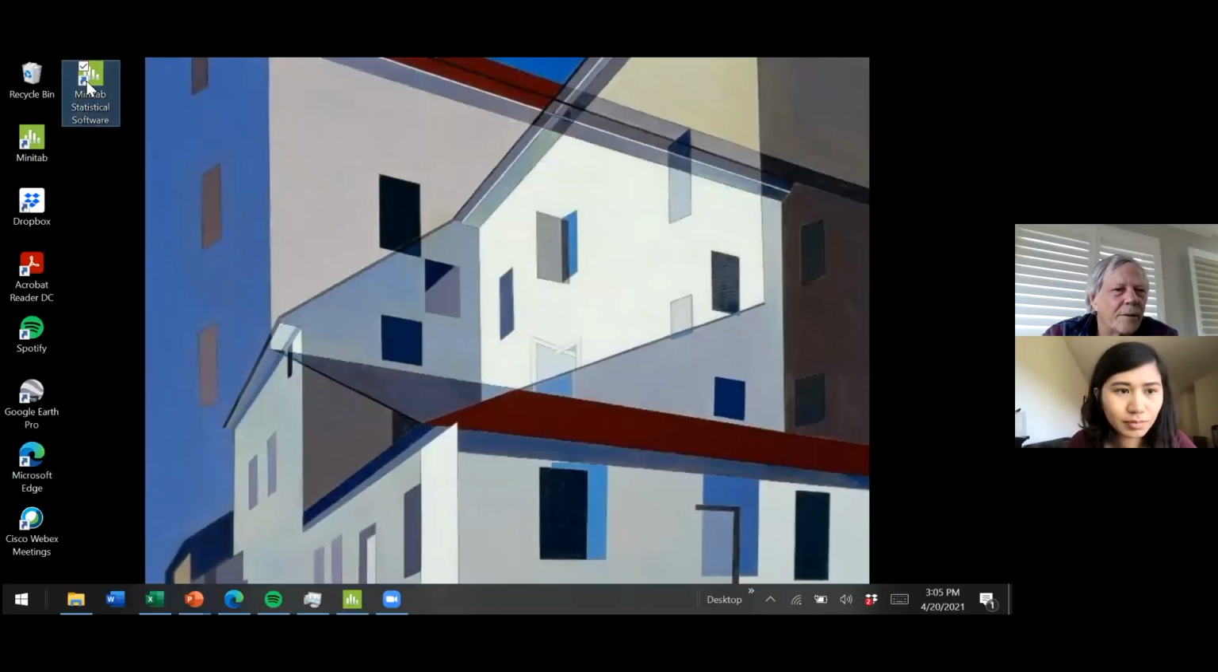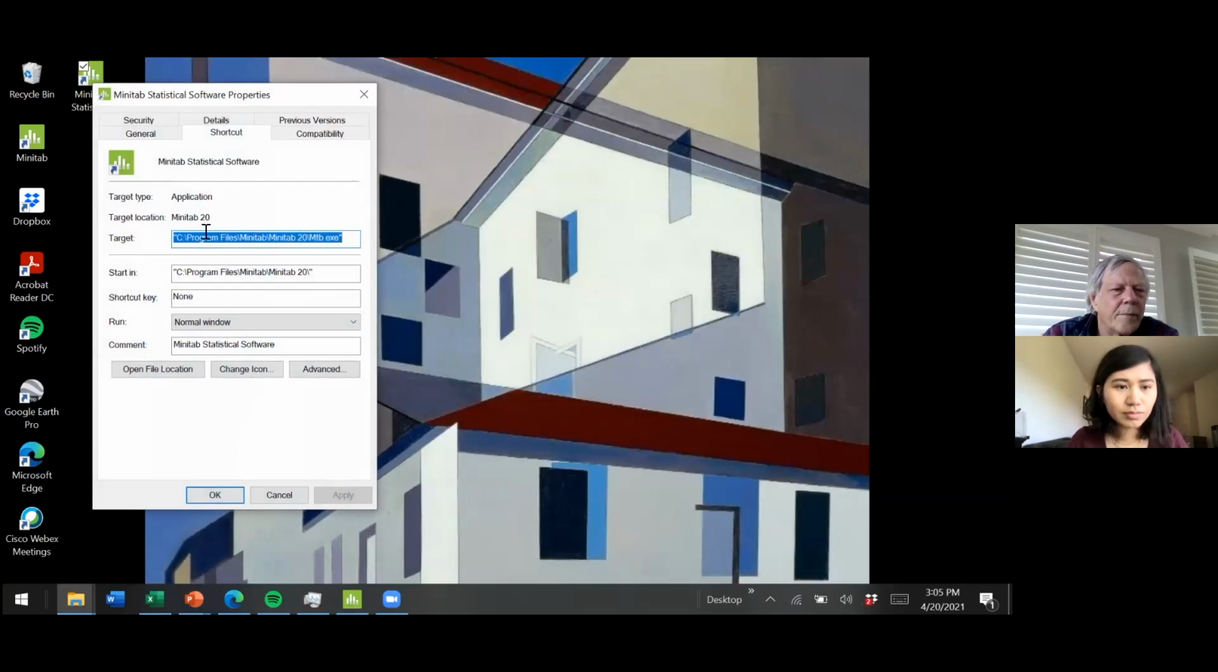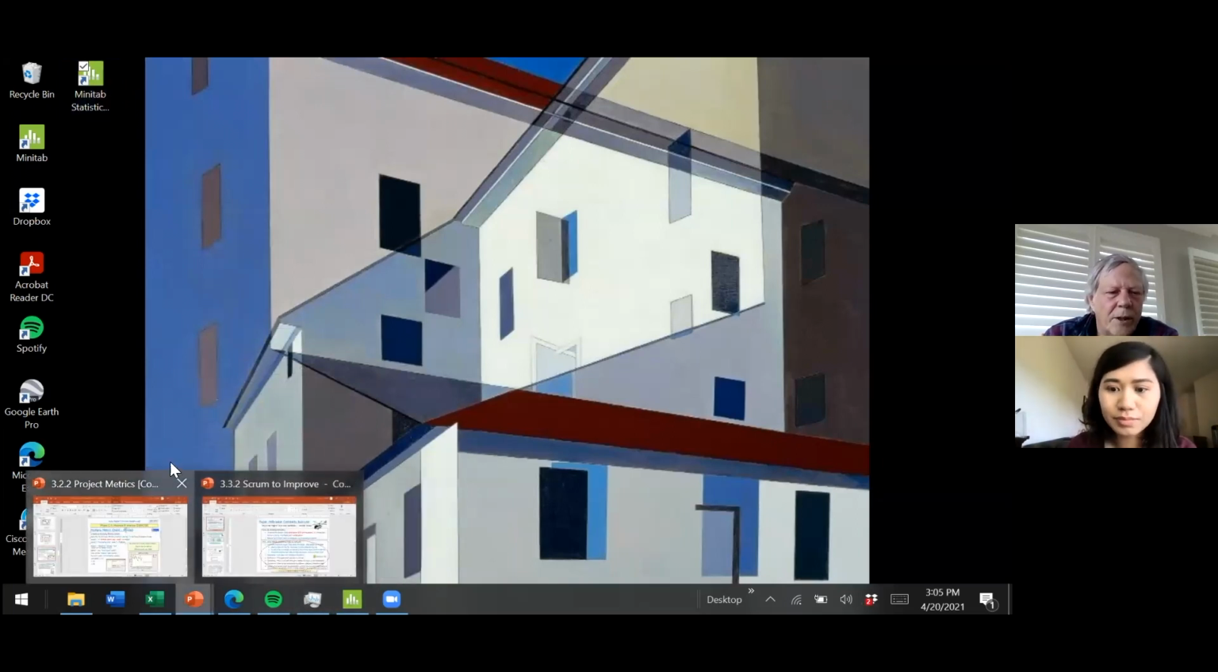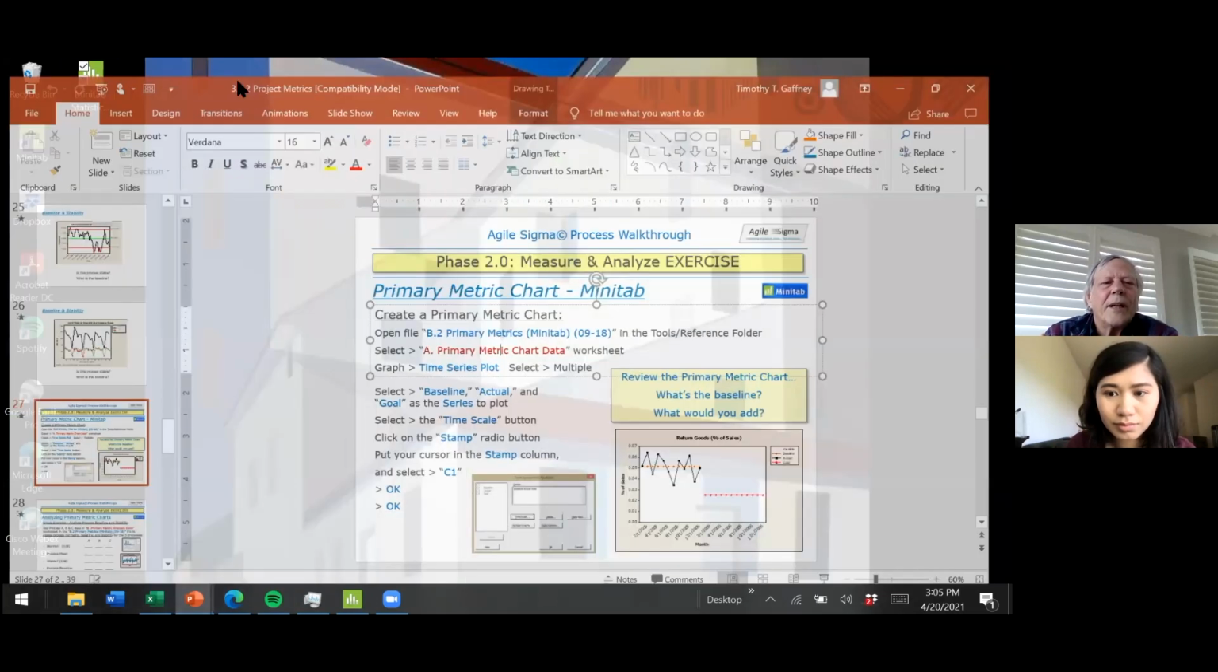Software, student properties, Minitab 20. So it's just they don't have 21 out yet. So basically, what we're going to do is we're going to start with the deck 3.2.2.